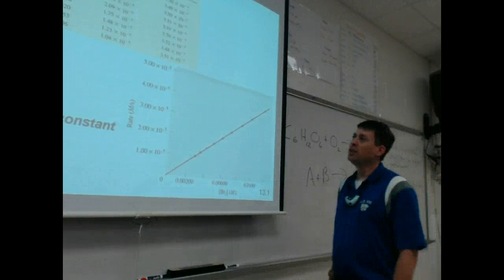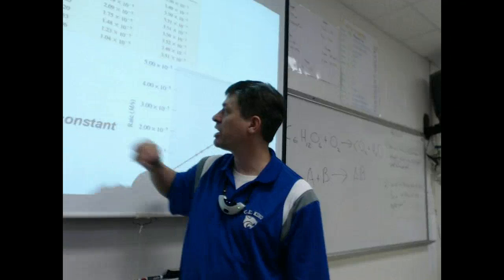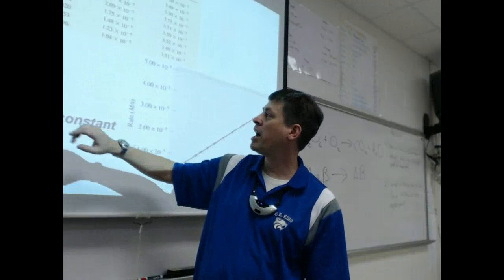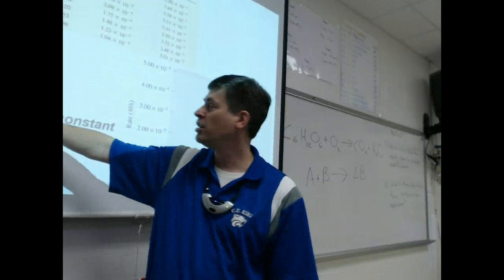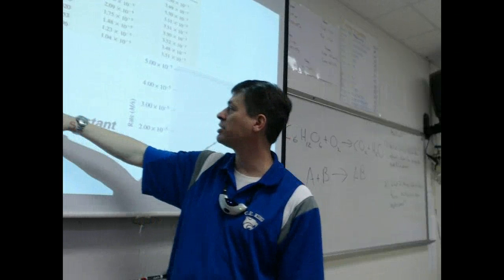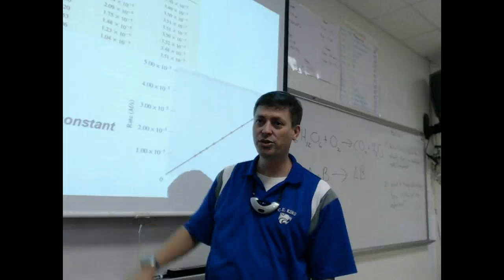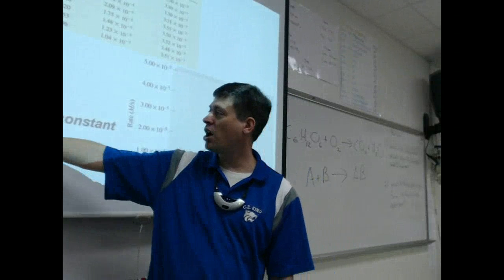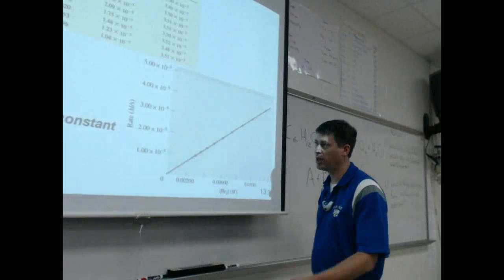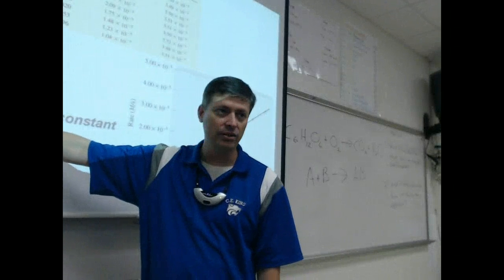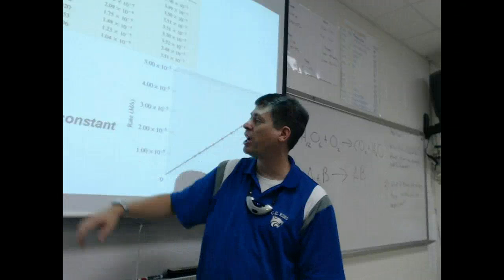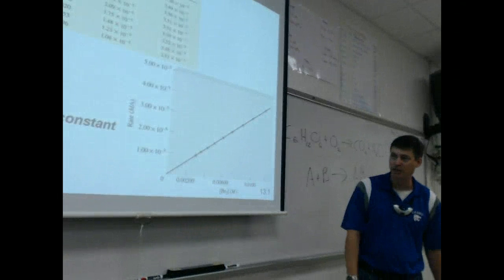All right. So the rate is proportional to the concentration. Mathematically, we can insert a constant in there. So the rate is going to be equal to some constant times the concentration. We can solve for the rate constant by rearranging it. So k, our rate constant, is going to be equal to the rate divided by the concentration.